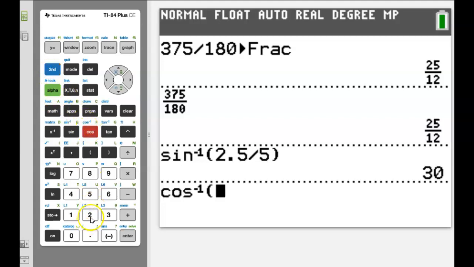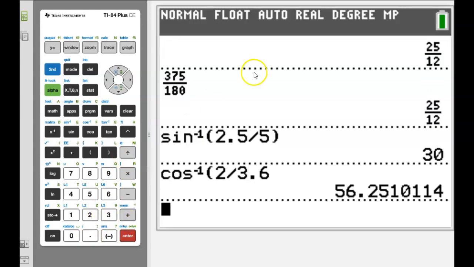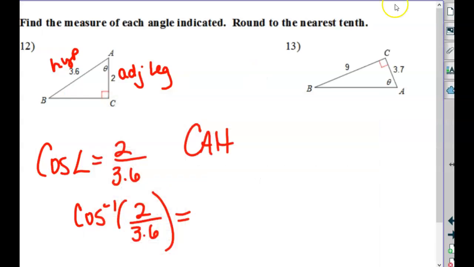I already forgot. 2 divided by 3.6, like that. 56.3, yes. Please round carefully to the nearest tenth, it says. Okay?